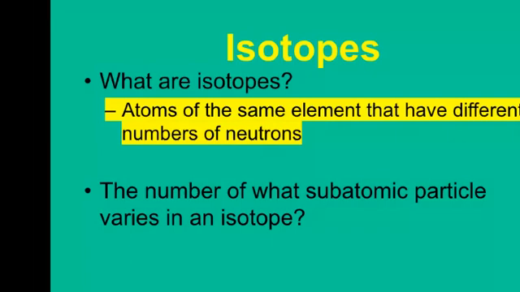So this is just a little check-in. You don't have to write anything down for this part. The number of what subatomic particle varies or changes in an isotope? What is the subatomic particle we are changing between isotopes? Is it a proton, a neutron, or an electron? Which one is changing?